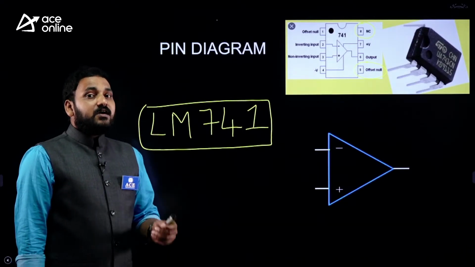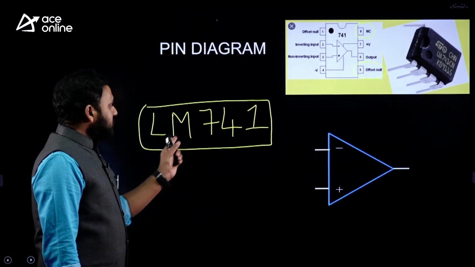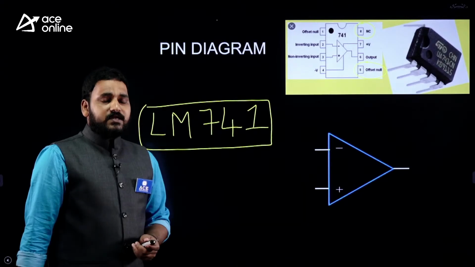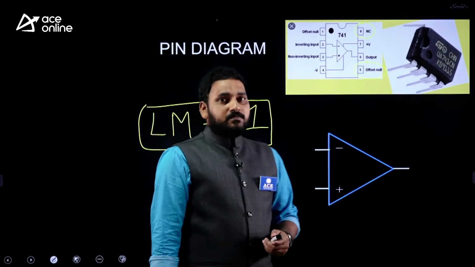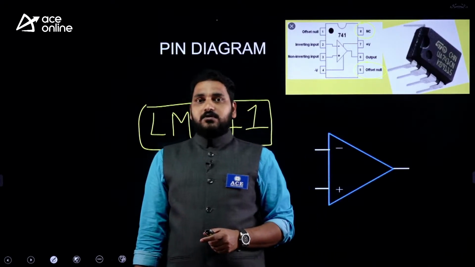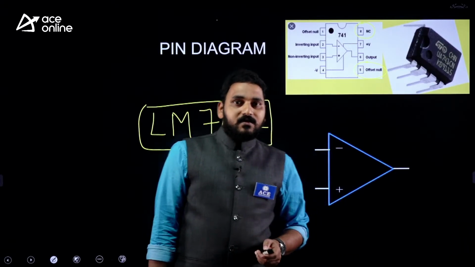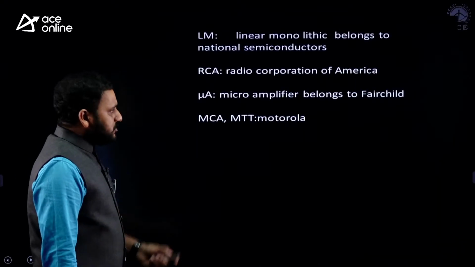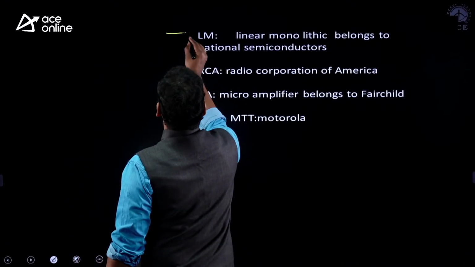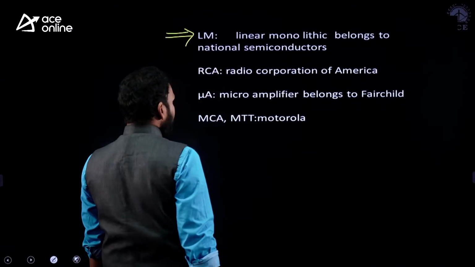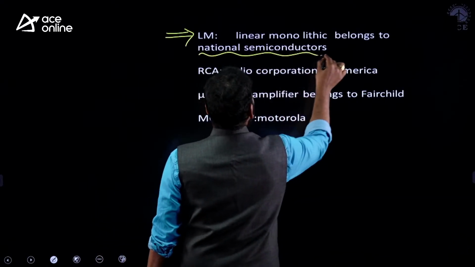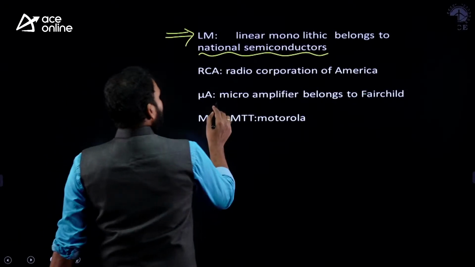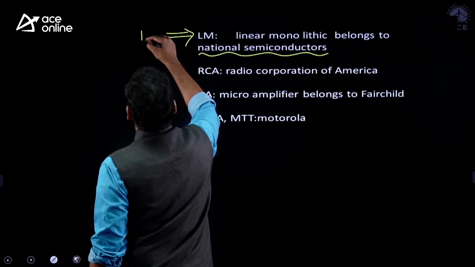LM stands for linear monolithic. And this sequence is registered for a certain company. Of course, National Semiconductors. This is a question given for electrical paper, but that is a BTech based Genco paper, 2012 AP Genco. But this is a chance to ask you a question like this. So on the safe side, you better remember these things. LM stands for linear monolithic, and it belongs to National Semiconductors group of companies.